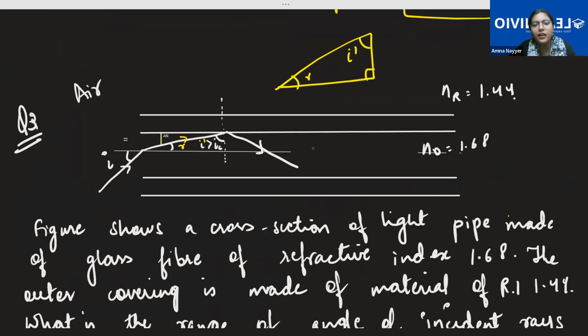You have to apply Snell's law. Then you have to use the triangle, adding all of it using the angle sum property, and like this calculate the critical angle, and sometimes the refractive index and all that.